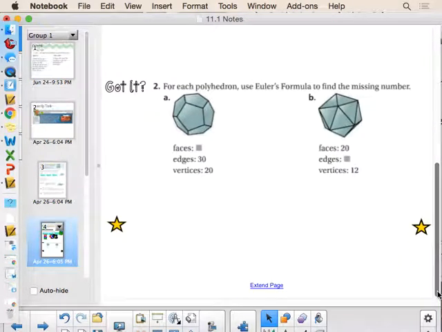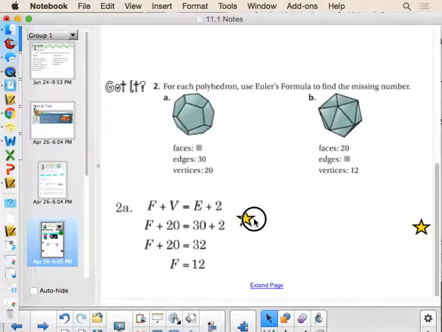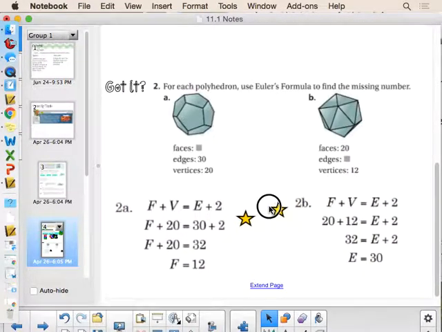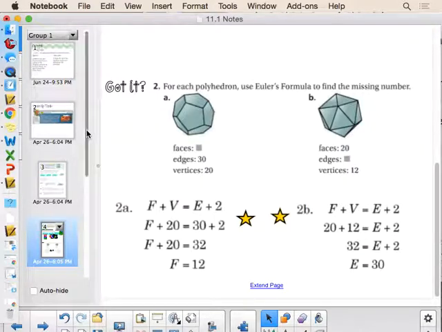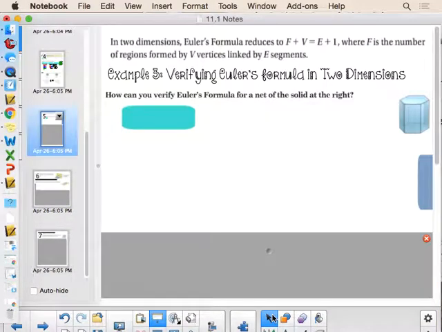You have 2 to do. However, I want you to notice that you are going backwards. You are going to use Euler's formula to solve for the missing piece. Here are your solutions worked out. Check over your work.